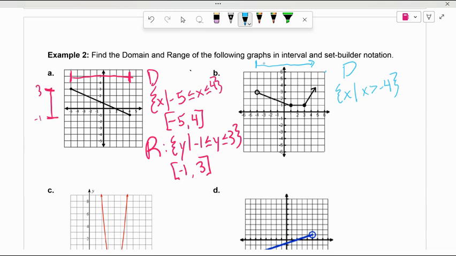In interval notation, we start at -4. It's a parenthesis because it's an open circle. And as we keep going to the right, we're going to the right for forever. So if we're going for forever, we got infinity here.